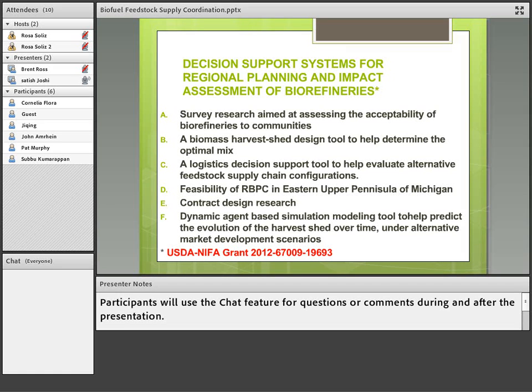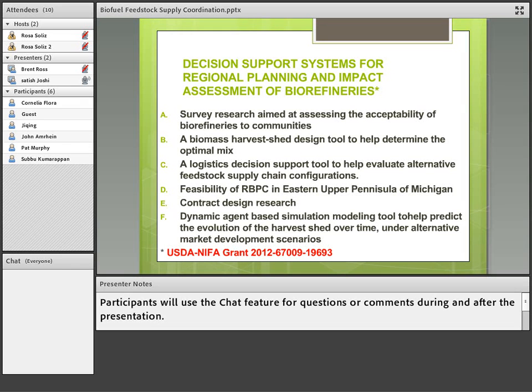Third, a logistic decision support tool to help evaluate alternative feedstock configurations. We are specifically looking at what you call distributed pre-processing of biomass, which we call regional biomass pre-processing centers, RBPCs. We'll talk about it more later in the webinar. Then we did a case study on the RBPC financial analysis in the eastern Upper Peninsula of Michigan, the Bay Mills Indian community area, and then contract design research, and then dynamic agent-based simulation modeling to look at the evolution of the harvest shed over time.